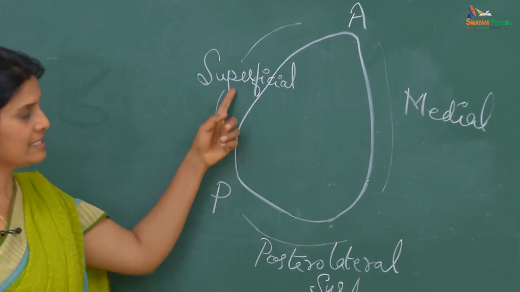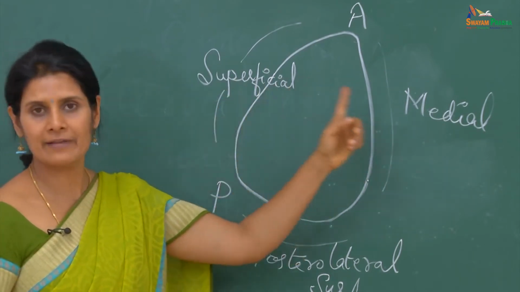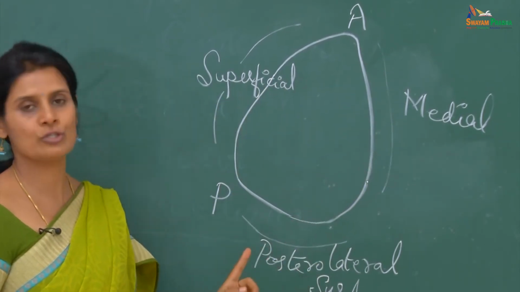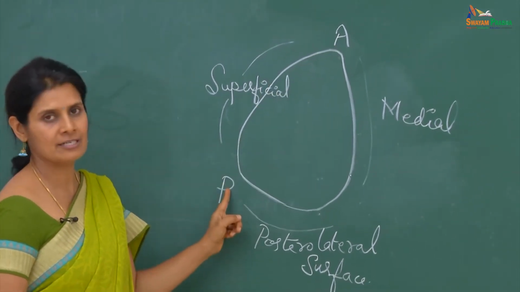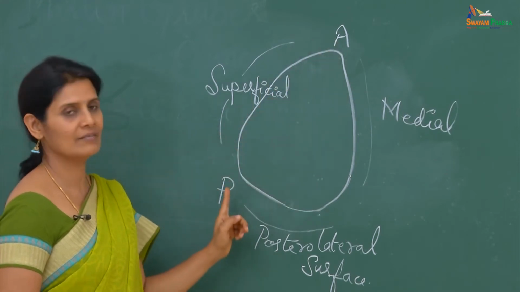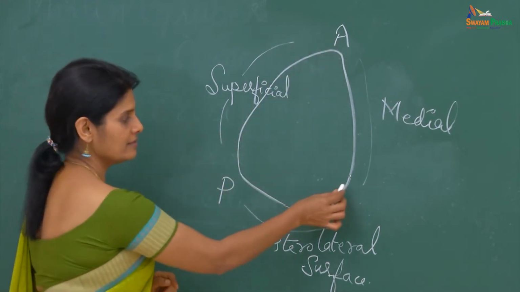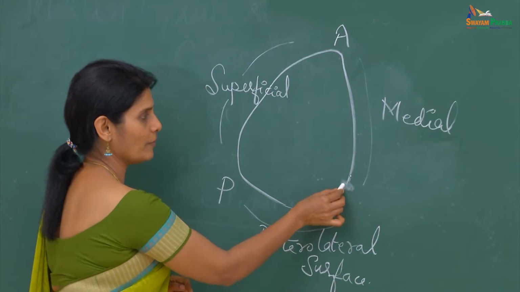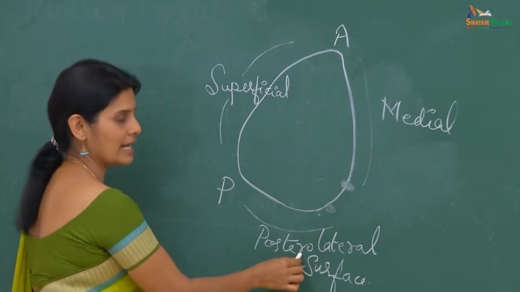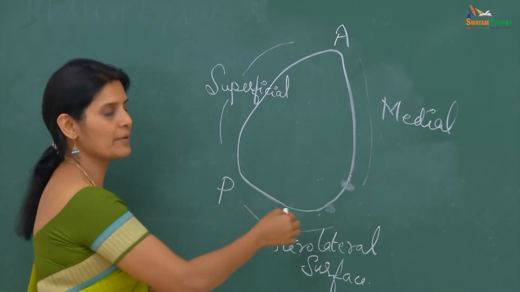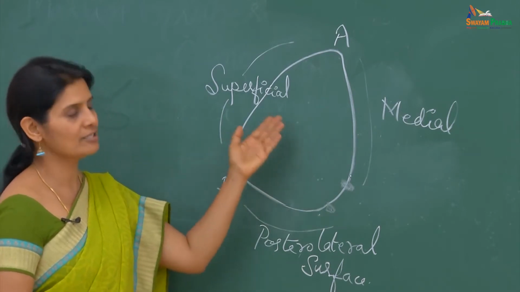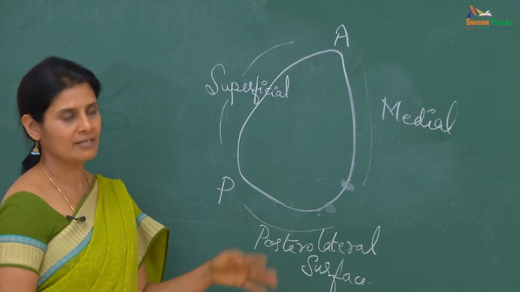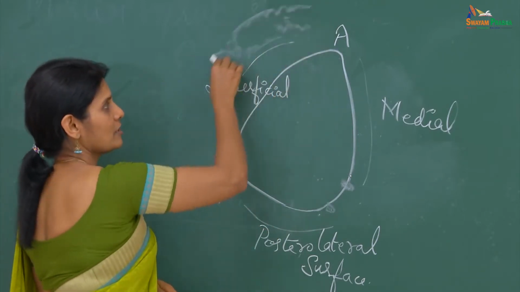So, you find three surfaces, a superficial surface, a medial surface and a posterolateral surface, separated by two borders. One is the anterior border and the other one is the posterior border. This is not very prominent. So, the medial surface and posterolateral surface are not separated by a prominent border. When you take a section, this is how it is going to appear. Now, we are going to see what are the structures which are present here.